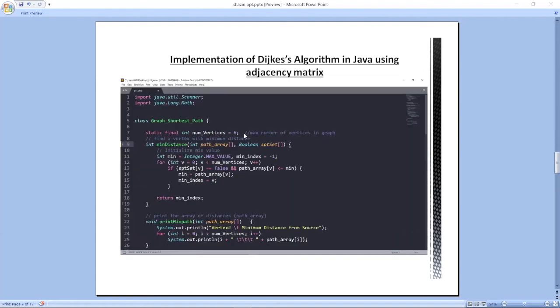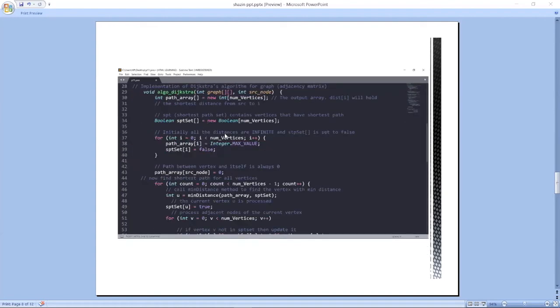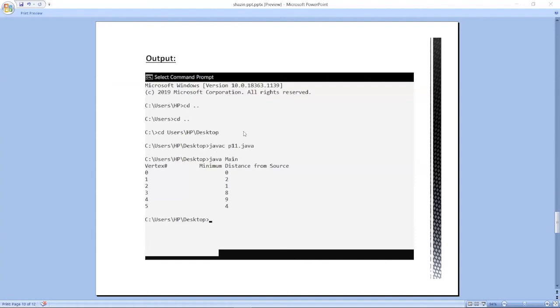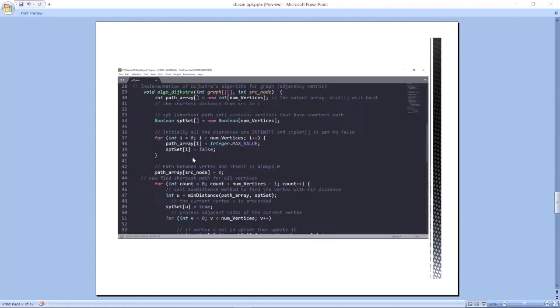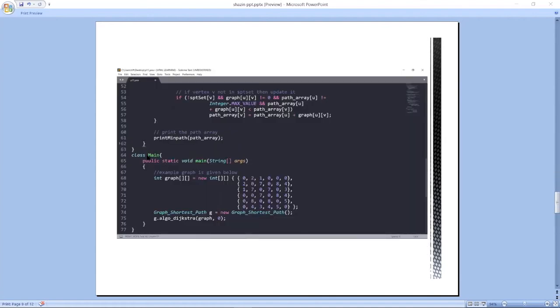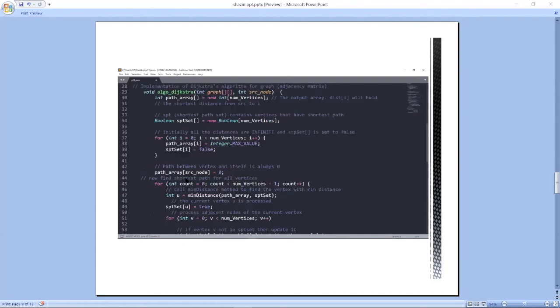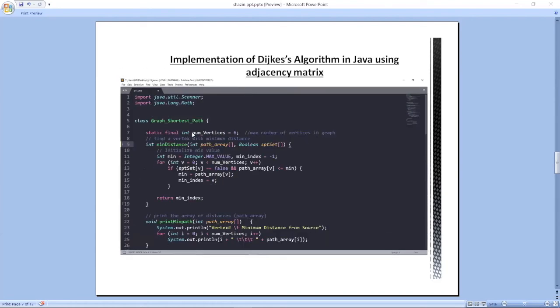Next, I want to show you the implementation of the Dijkstra algorithm in Java using an adjacency matrix. I am using Sublime Text on my laptop, and I want to print the output in CMD. First, I take a class as main, and I take the number of vertices as 6.